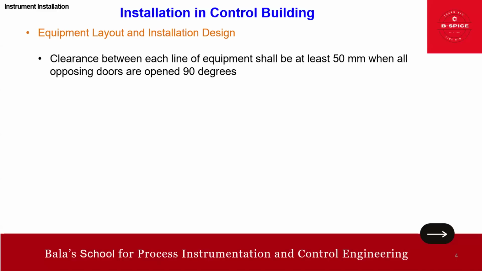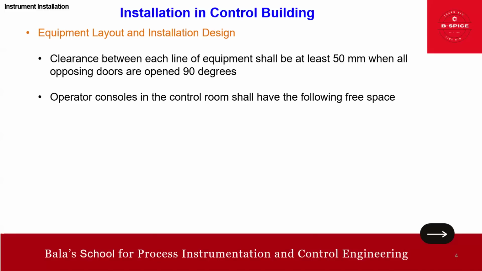Clearance between each line of equipment shall be at least 50 mm when all opposing doors are open at 90 degrees. Just remember, two rows of panels we are going to mount. So when we open both the cabinets, there should be at least a 50 mm gap when the door is open at 90 degrees. Of course you all know this, but these are the guidelines.